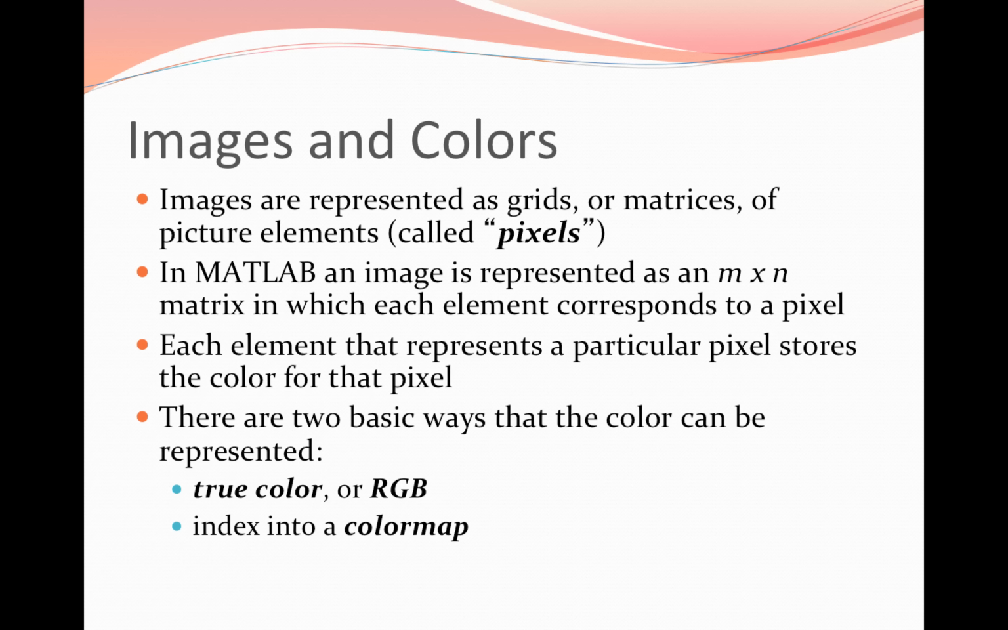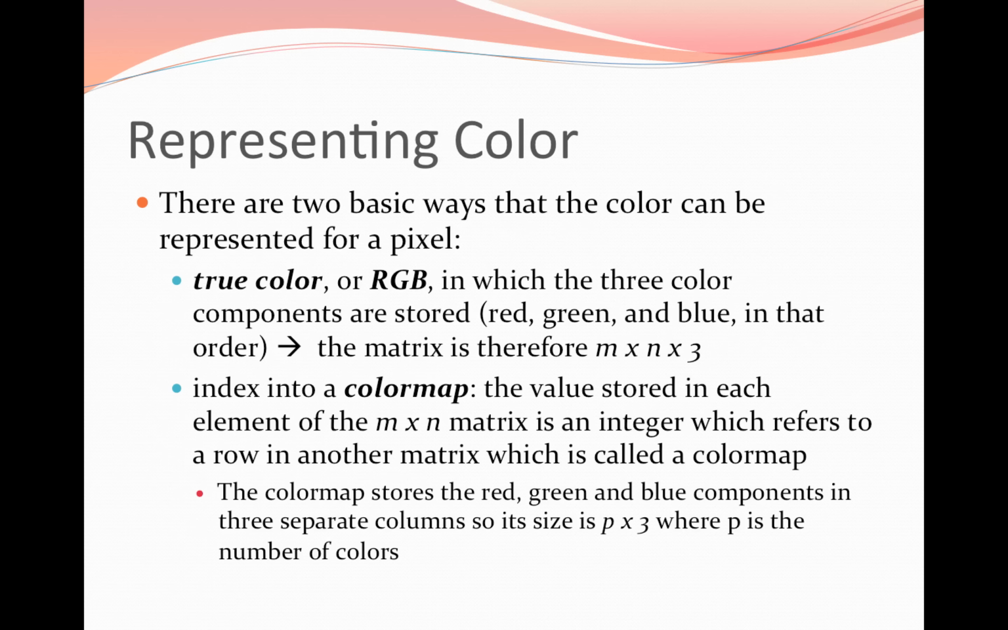Now, there are two basic ways in which this can be represented. There's what is called the true color, or the RGB method, and there's also an index into a color map. So again, two basic ways that we can represent color for a given pixel. The true color, or the RGB method, where RGB stands for red, green, blue. The three color components are stored in that order: red, green, and blue.